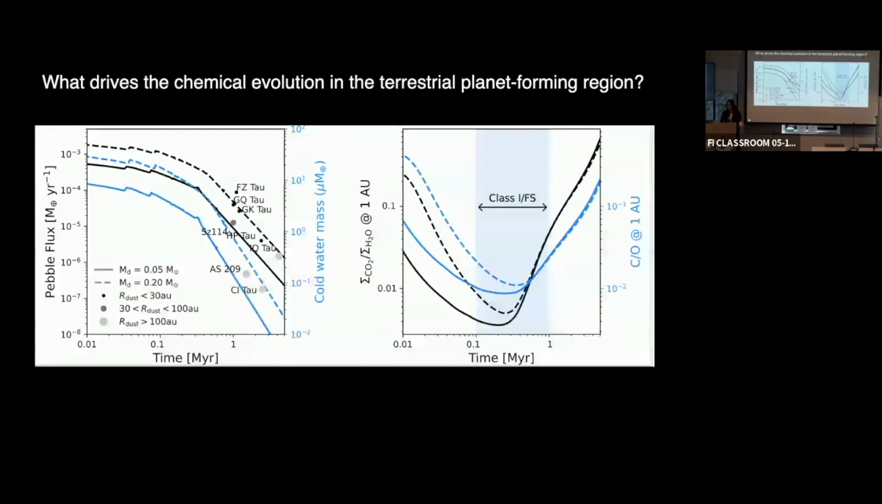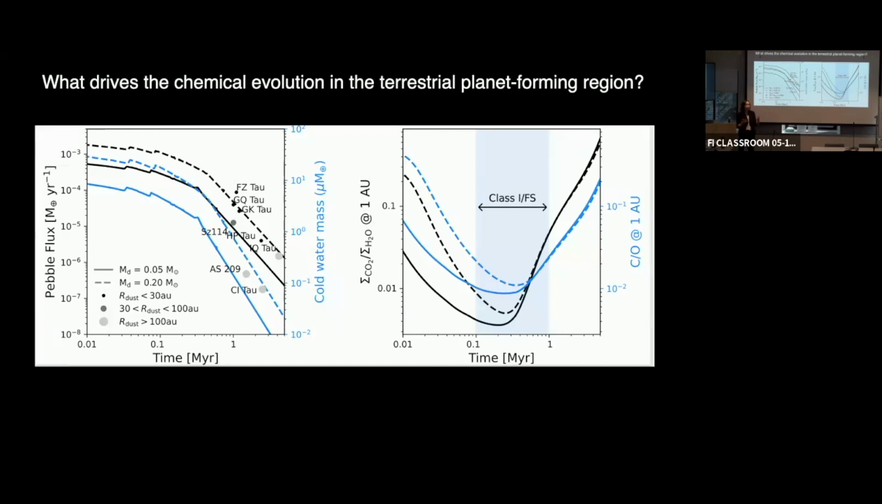And one particular prediction from the framework of pebble drift seems to suggest a consistent picture from this very early view. This shows how the pebble flux, the black line, will change over time. Basically, in current dust evolution models, if no pressure trap is present in the disk, you have a very high pebble flux drifting inwards at the early 1 million years, and the flux decreases over time.